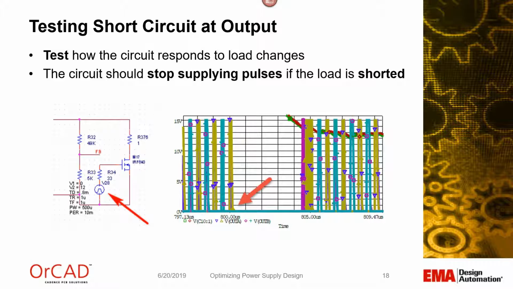With your output testing, you should test drastic cases, like what happens when I have a short circuit in my load. Ideally, your circuit, the switching controller, would stop supplying those voltage pulses if it detects that your load is shorted. So here we put in a little transistor and a voltage source that turns on at 800 microseconds. And we have here the voltage pulses coming out of our controller. And we are able to confirm that in our circuit here at 800 microseconds, it cuts off those pulses.